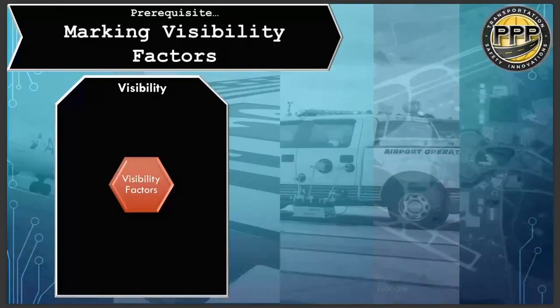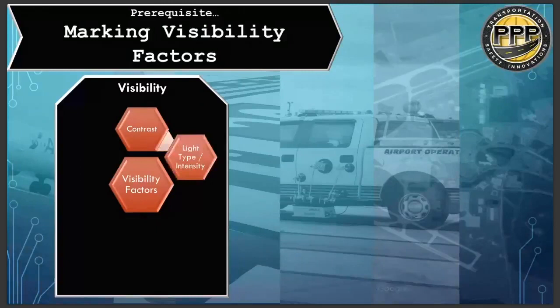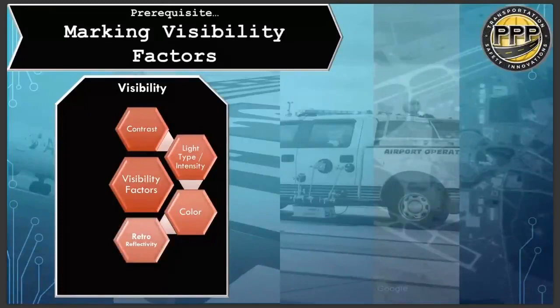So, some visibility factors and some of the reasons that we use markings in general is that we need some guidance, but in order to achieve that, these markings provide contrast, like a white or yellow marking on dark pavement. Also, the light type and intensity, speaking to reflectivity or even daytime luminance, and color is very important as well. In the airfield world, in the airport world, we're really relying on yellow to communicate that we're on a taxiway, white to communicate that we're on a runway, and even red has been introduced in the last 10 years or so, really to indicate stop.